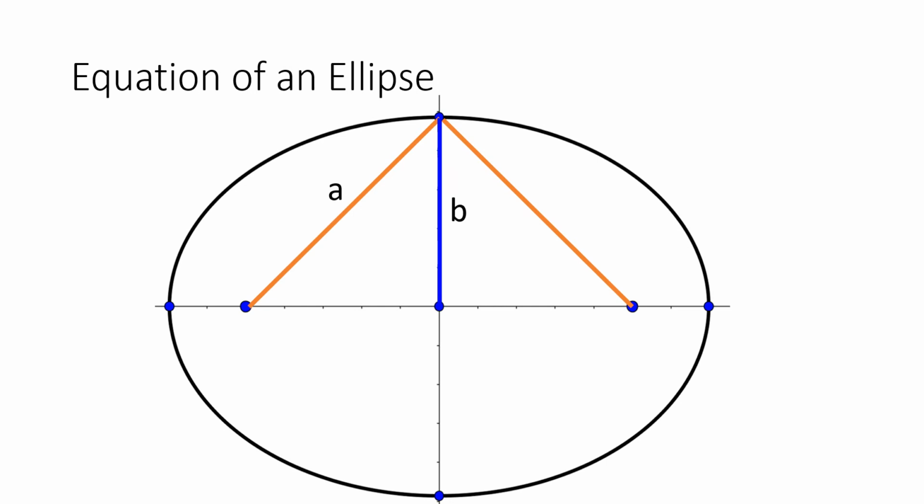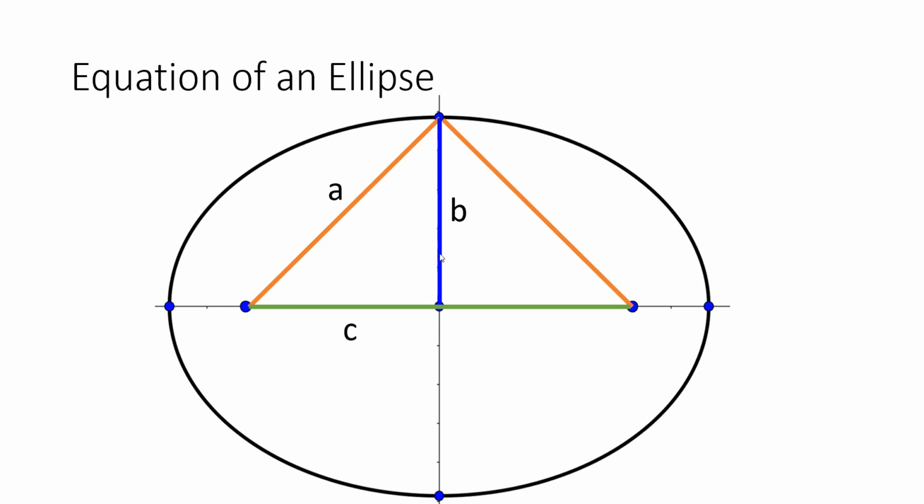Now, since this would be A, let's say that from the center going to the focus is letter C, or length C. Okay, and of course the other half is still C. Now, from this we can form a right triangle, with A as our hypotenuse and C and B as the legs.